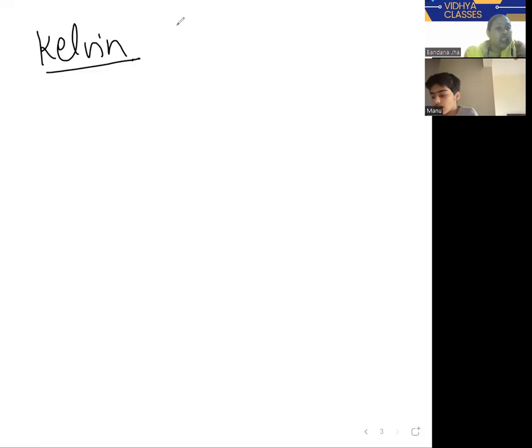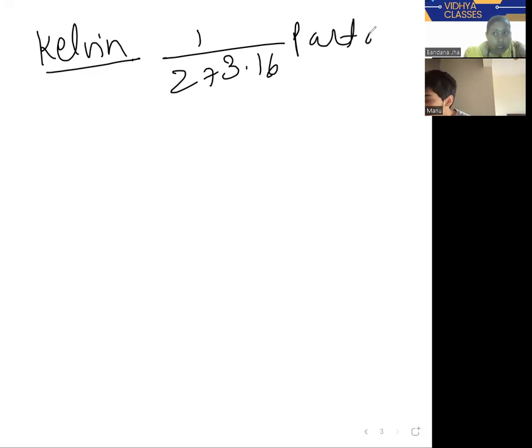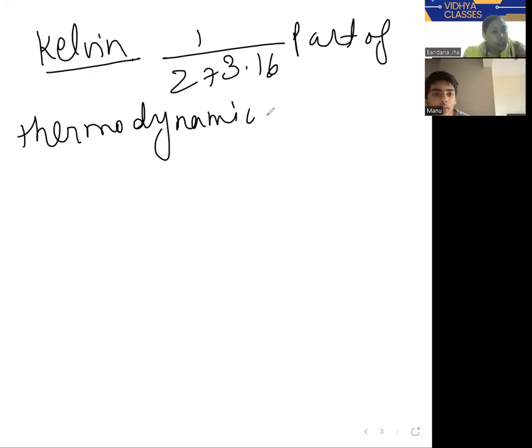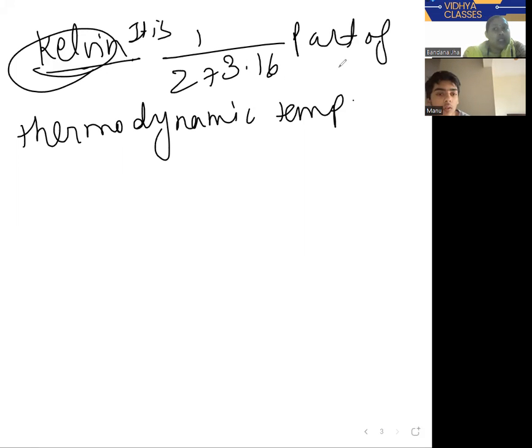If I'm talking about the Kelvin, it is for the thermodynamic temperature of the triple point of water. It will be 1 upon 273.16 part of the thermodynamic temperature. If anyone asks you what is Kelvin, you will say it is 1 upon 273.16 part of the thermodynamic temperature of the triple point of water. Understood this part?